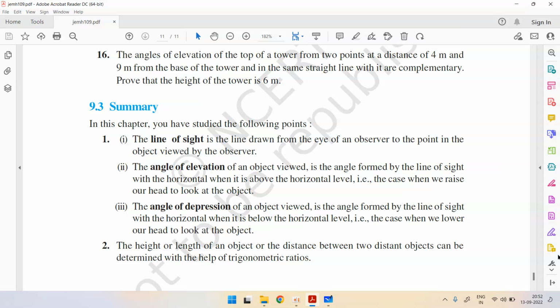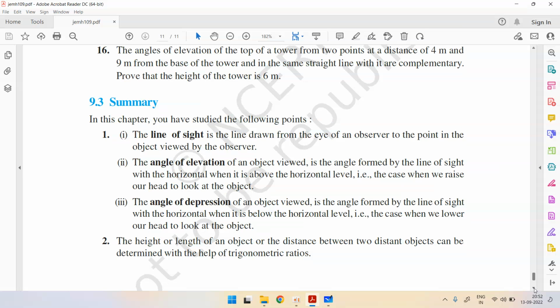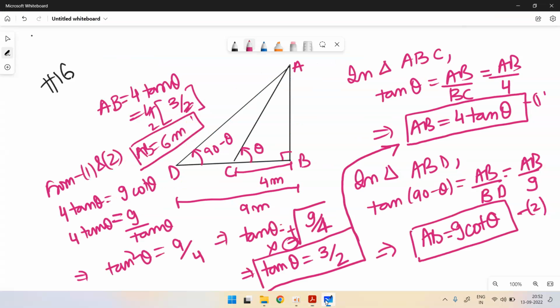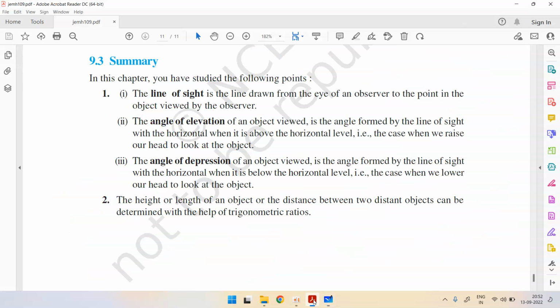Second, the height or length of an object or the distance between two objects can be determined with the help of trigonometric ratios. This we have seen from our equations. So with this, I am done with this chapter on applications of trigonometry.